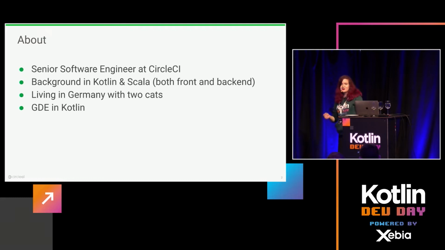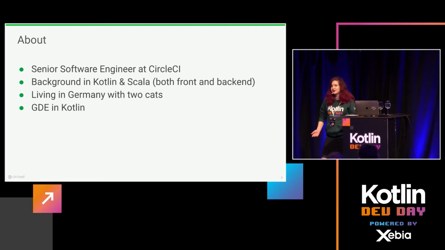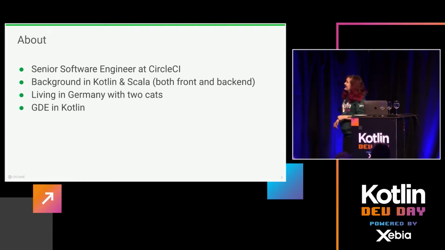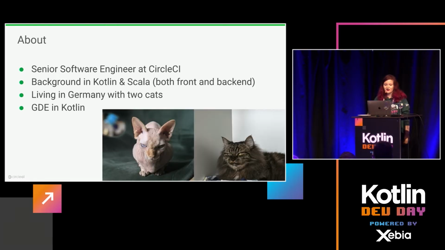So I'm a senior software engineer at Circle CI, where I'm doing Clojure and Golang, but I also have a background in other JVM-based languages like Kotlin, Scala, a bit of Groovy, so like everything. I'm a Google developer expert in Kotlin, and also I have 2 nice cats who get every time more likes than my own articles, but I am not sad. They're funny and so cute.